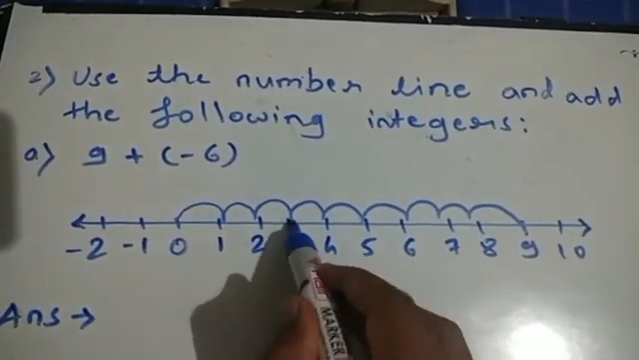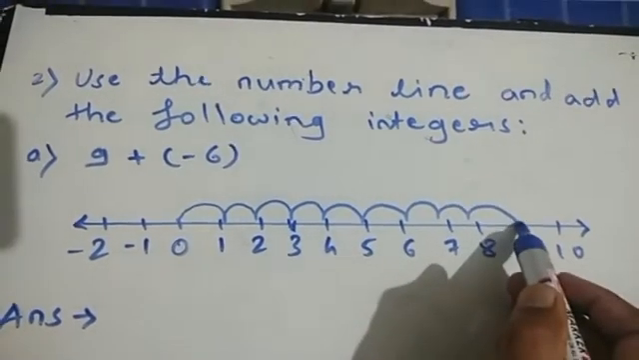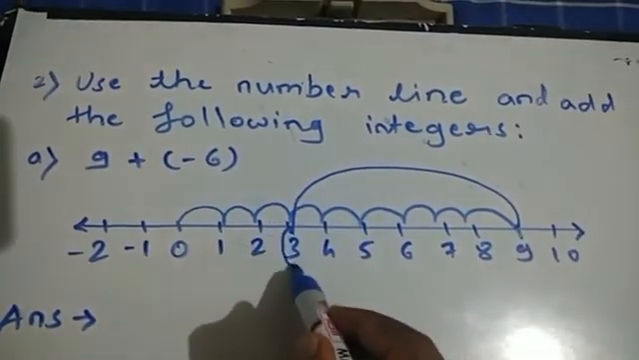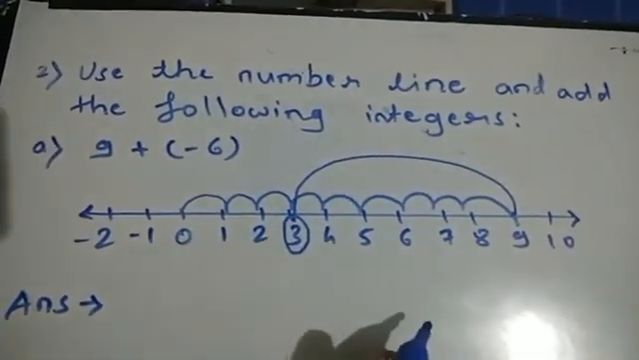So where will we reach? We will reach at 3. So we can make one jump here. So we will reach at 3. So what will be the answer? Answer will be 3.